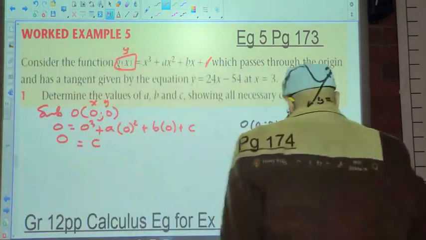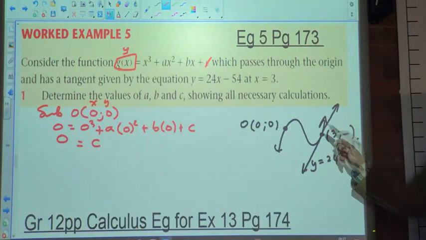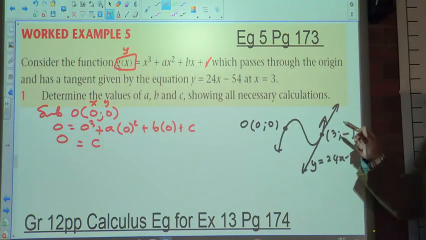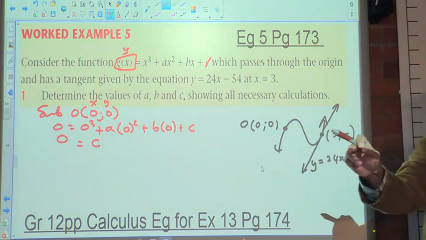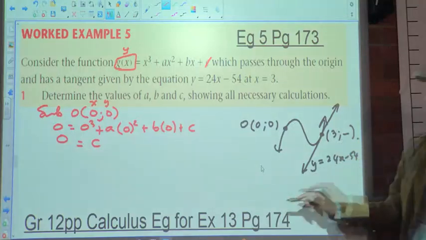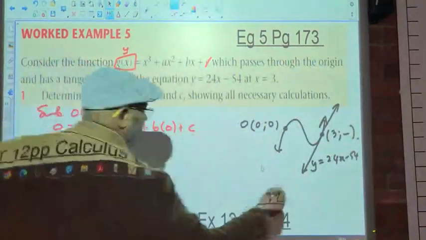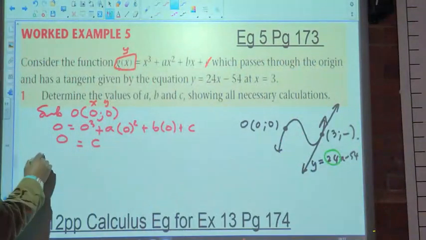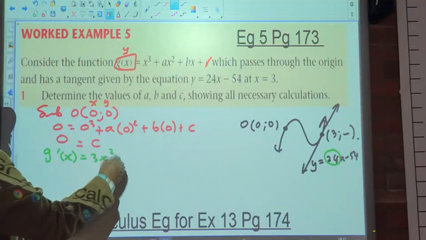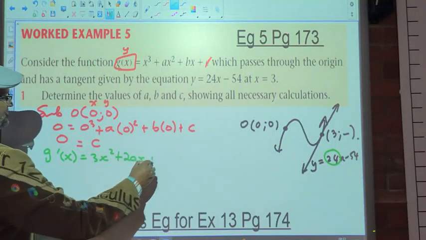Then, this is a tangent. People, how do you calculate a tangent to a cubic function? First derivative, and then set the x value in. When we work out the first derivative, if you set the x value into that first derivative, what do I get? The gradient at that point. Not so. So what I'm going to do is work out my first derivative. So I go g dash of x equals 3x squared plus 2ax plus b.